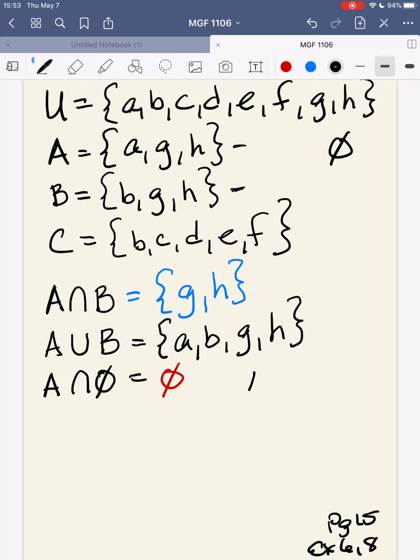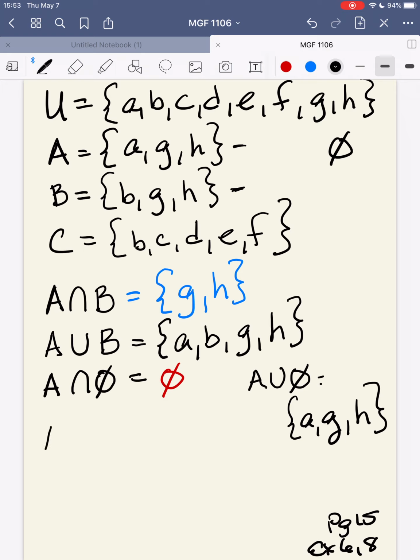If I want A union the empty set, this is going to give me set A. So anything that's in set A. Okay, so A, G, oh, that's messy. Let's do better than that. Going to give me A, G, and H. Okay?